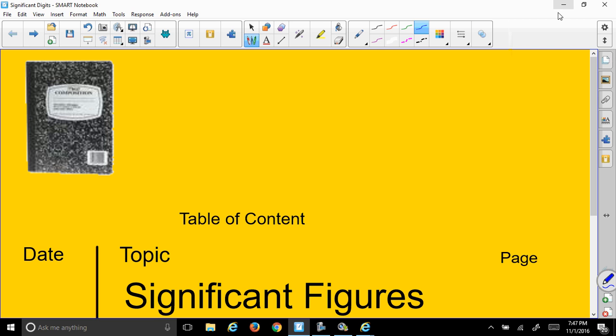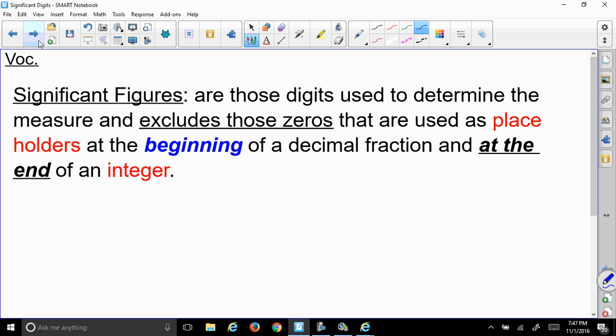Robinson again, and we're going to continue our studies. This time we're talking about significant figures. Some people call it significant digits, so let's get started.